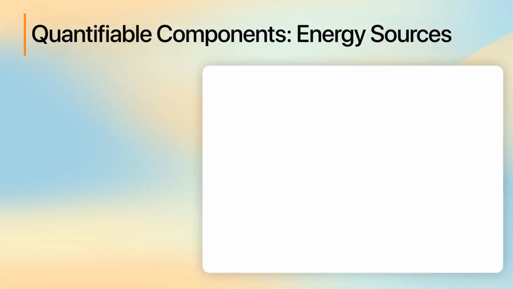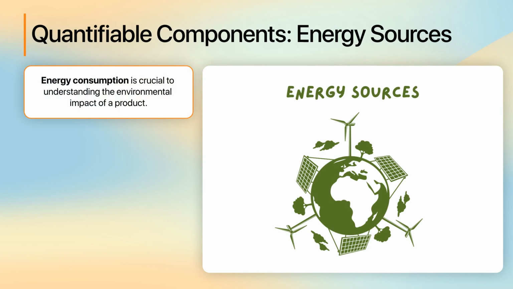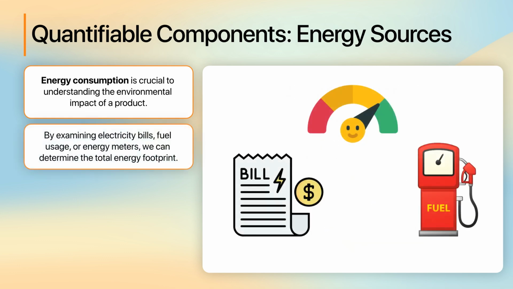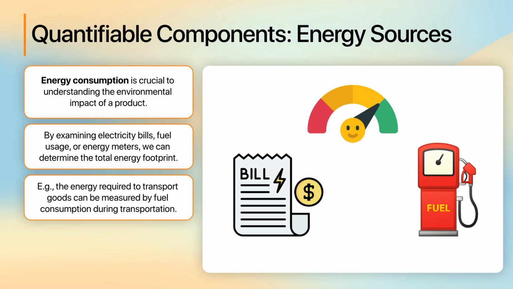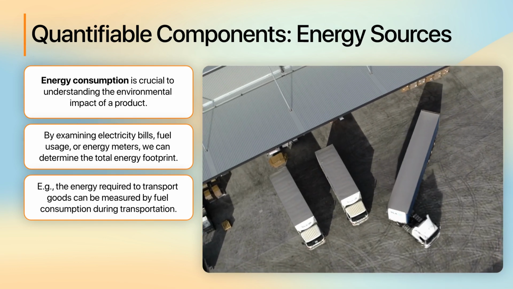Another quantifiable component is energy sources. Energy consumption is crucial to understanding the environmental impact of a product. By examining electricity bills, fuel usage, or energy meters, we can determine the total energy footprint. For example, the energy required to transport goods can be measured in terms of fuel consumption during transportation.